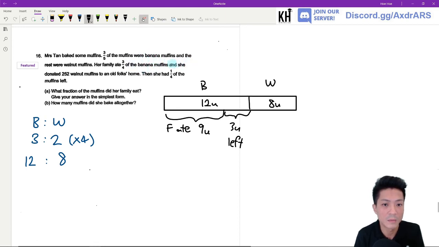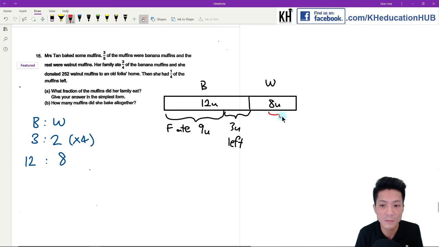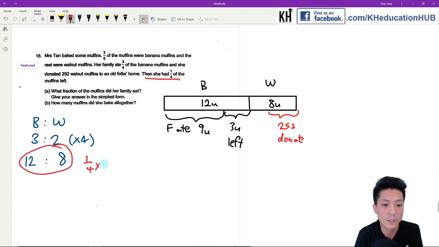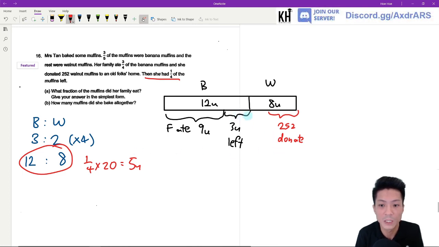Remember that she donated 252 walnut muffins, so I do not know how much it is. I'm going to write it here, 252 donated. Then she had 1/4 of the muffins left. If the total is 20 units, 1/4 of 20 units will be equal to 5 units. Since there are 3 units of banana muffins left, over here must be 2 units. And this will be equal to 6 units.